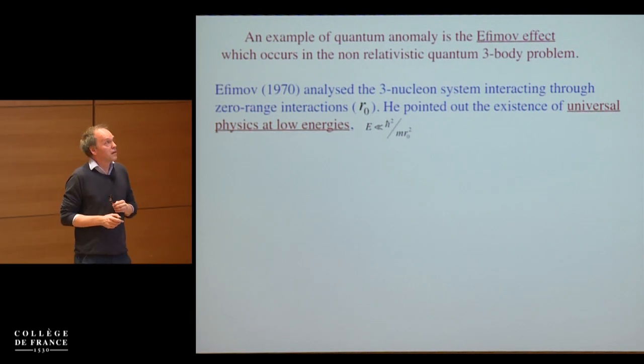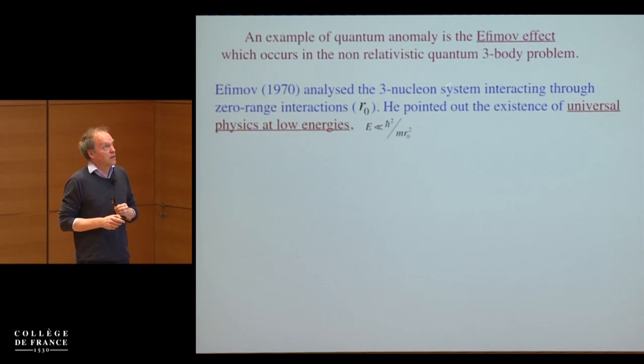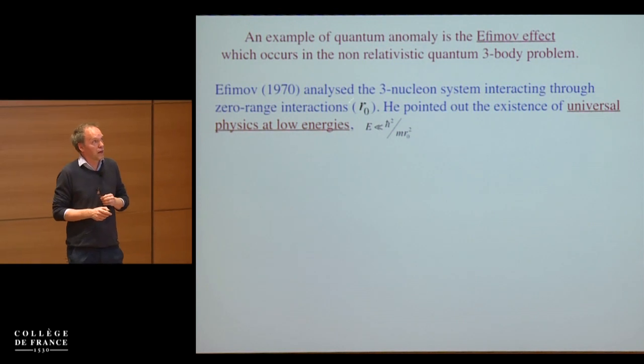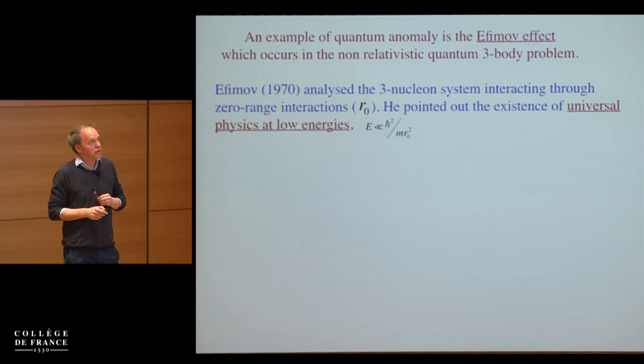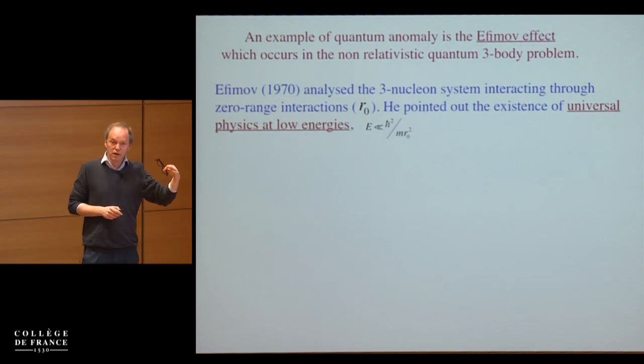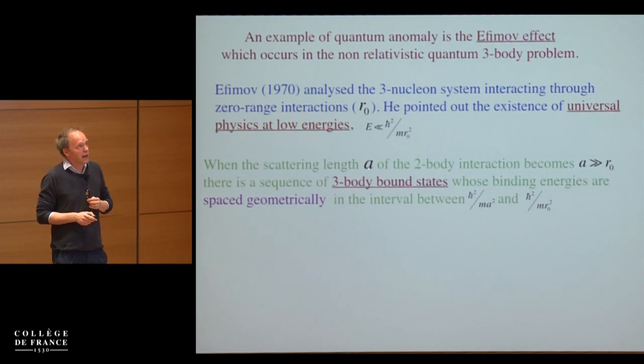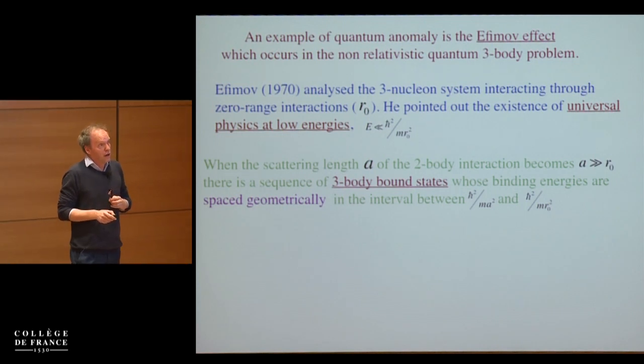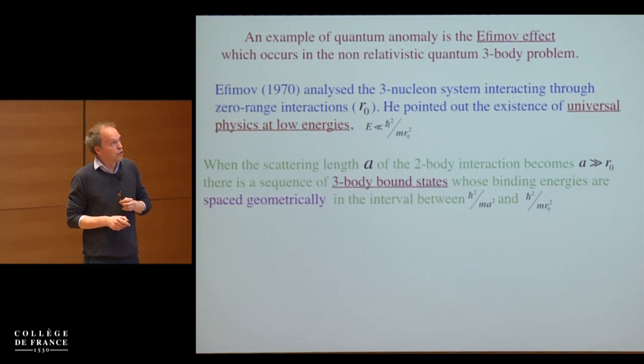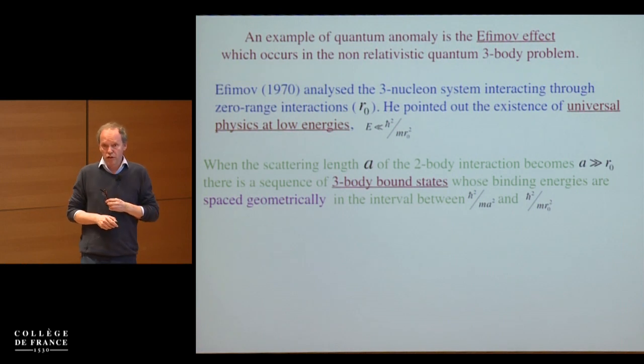What Efimov noticed back in 1970, when analyzing the three-nucleon system interacting through a zero-range interaction, is the existence of a universal physics at low energies, whereas people were mostly interested in high energies, which is also singular. He saw that if we look at energies much smaller than this characteristic energy, which depends on the range of the interaction, then when the scattering length A of the two-body interaction becomes much larger than the range, there is a sequence of three-body bound states whose binding energies are spaced geometrically, which means the kind of spectrum that I showed before. And those energies lie between the two energies set by the scattering length A and the range of the potential R0.